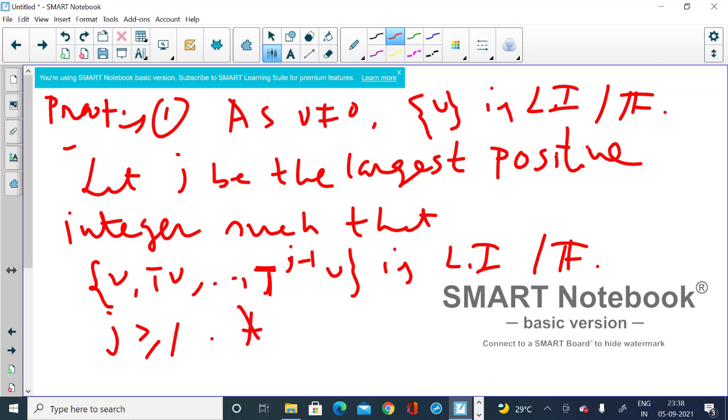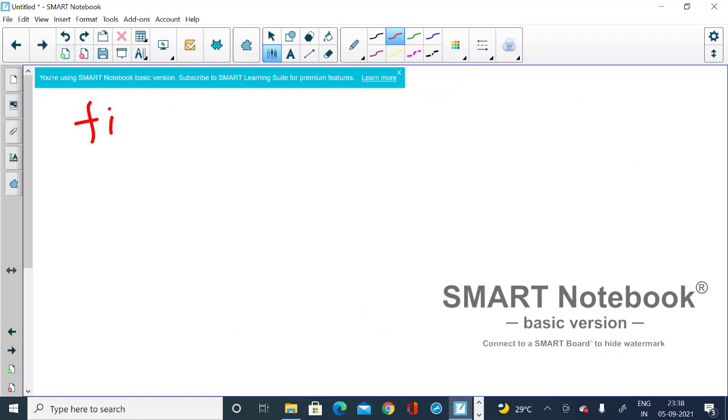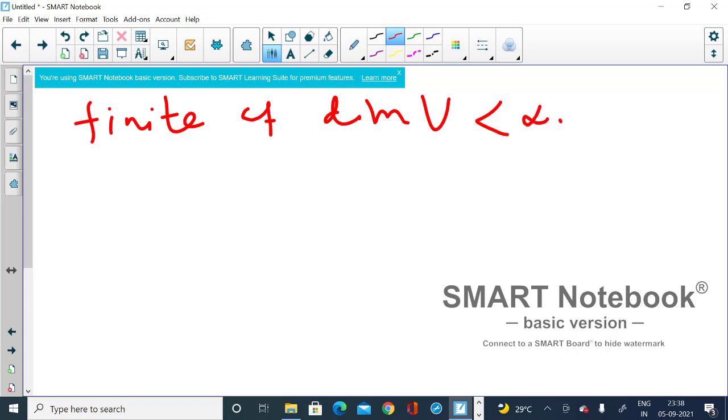Also, J is finite, as the dimension of V is finite. This is finite dimension, say n. And if J is not finite, then you will have an infinite sequence of linearly independent vectors inside the finite-dimensional vector space, which is a contradiction. So it's not possible. J is always finite.